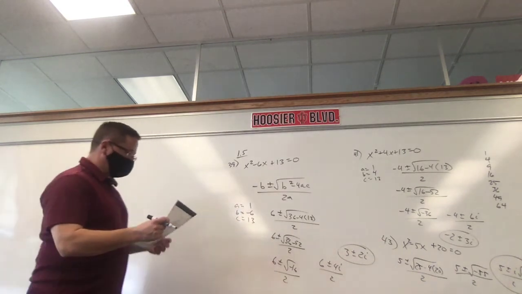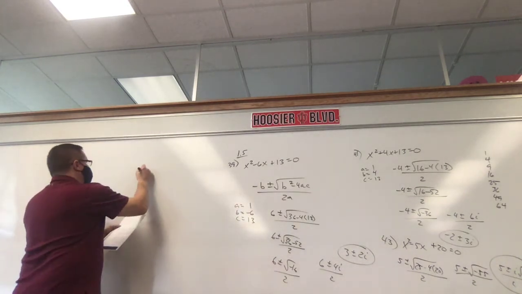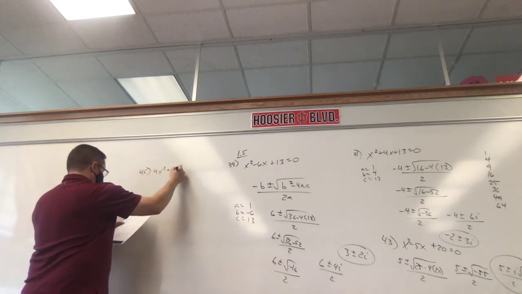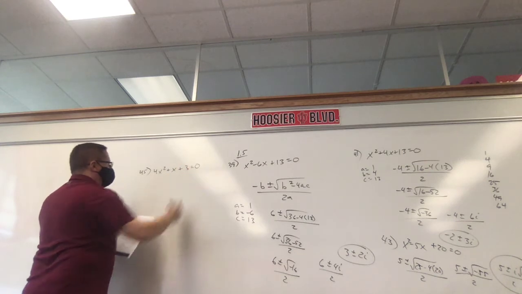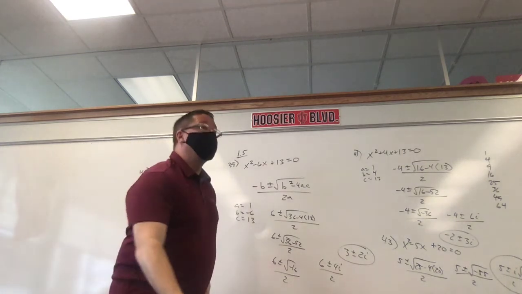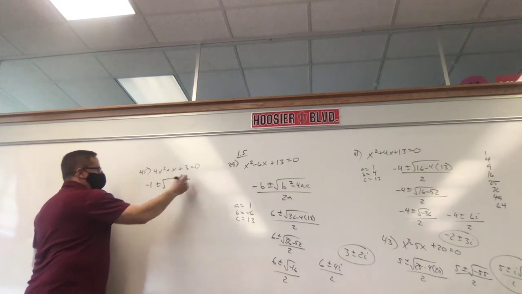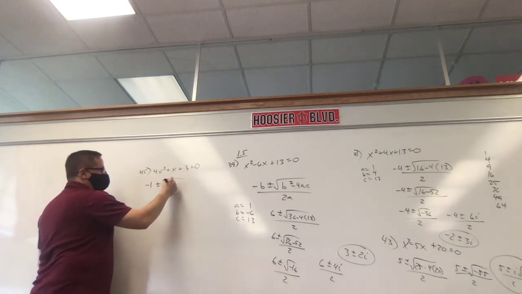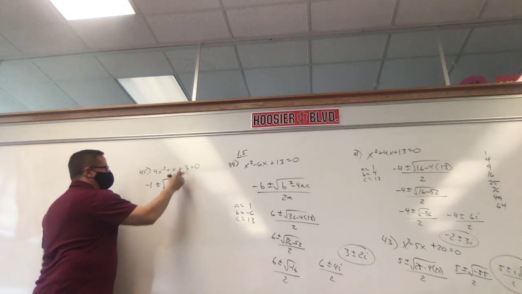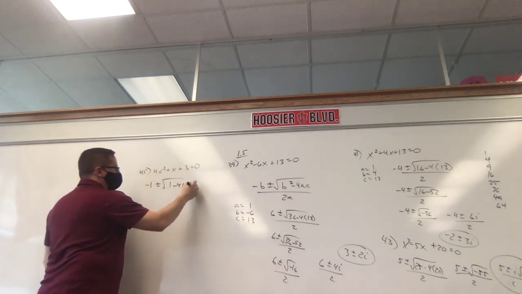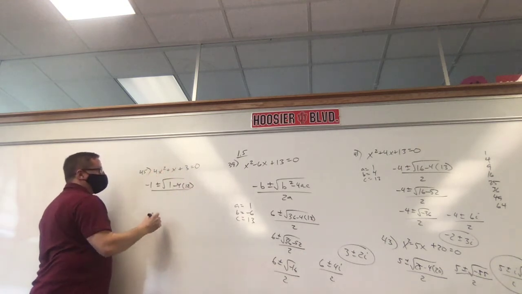All right, last one, 45. 4x squared plus x plus 3 equals 0. So negative b is negative 1 plus or minus the square root of b squared, which is 1 squared, which is 1, minus 4 times a times c. 4 times 3 is 12. Over 2a, over 2 times 4, which is 8.